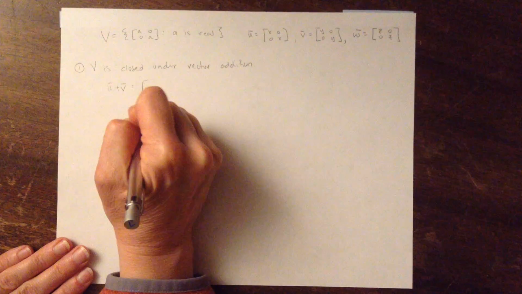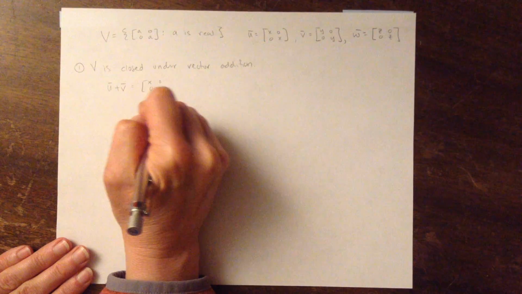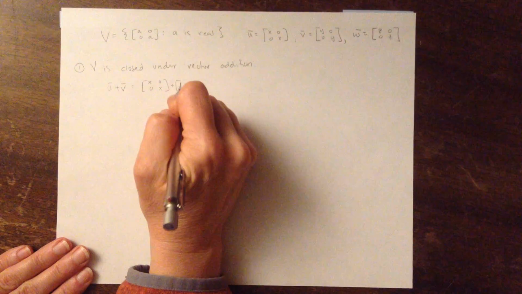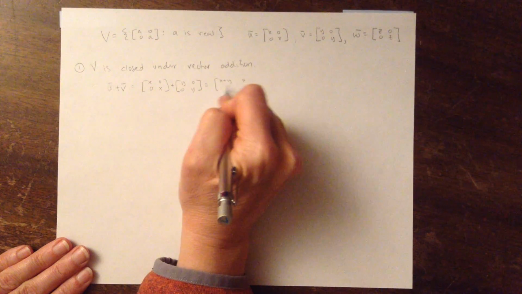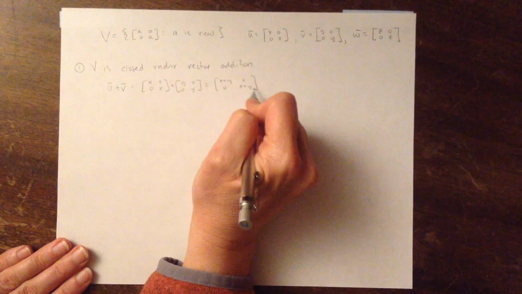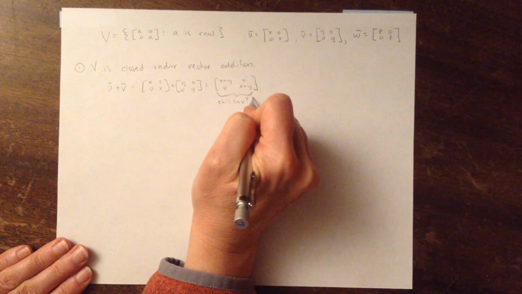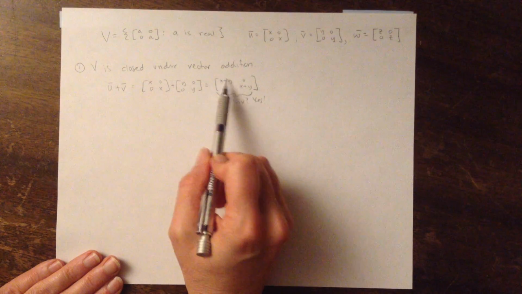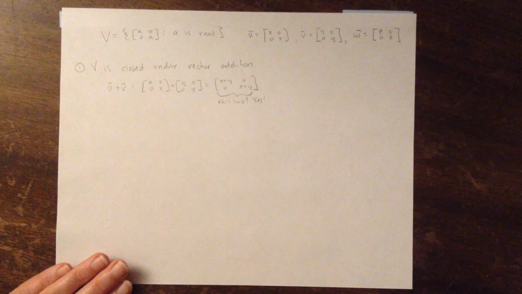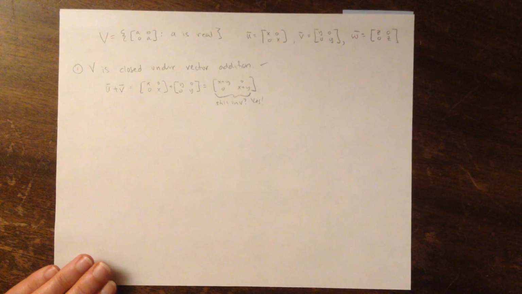So I'm going to actually do this out. The vector U is the matrix x, 0, 0, x, and the matrix V is y, 0, 0, y. So you'd get x plus y, 0, 0, x plus y. Is this still in V? The answer is yes, because x is a real number, y is a real number, so x plus y is a real number. So you have the same real number along the diagonal and zeros everywhere else. So V is closed under addition. That first axiom is checked.